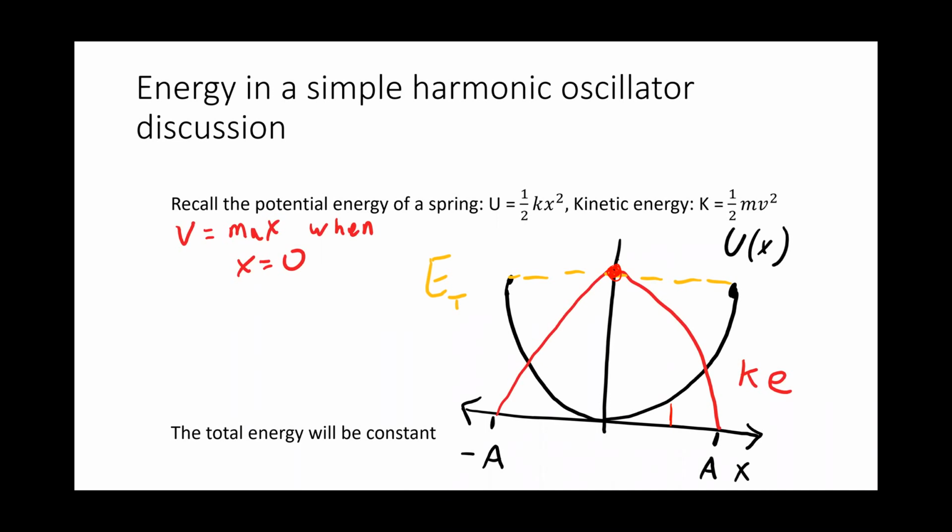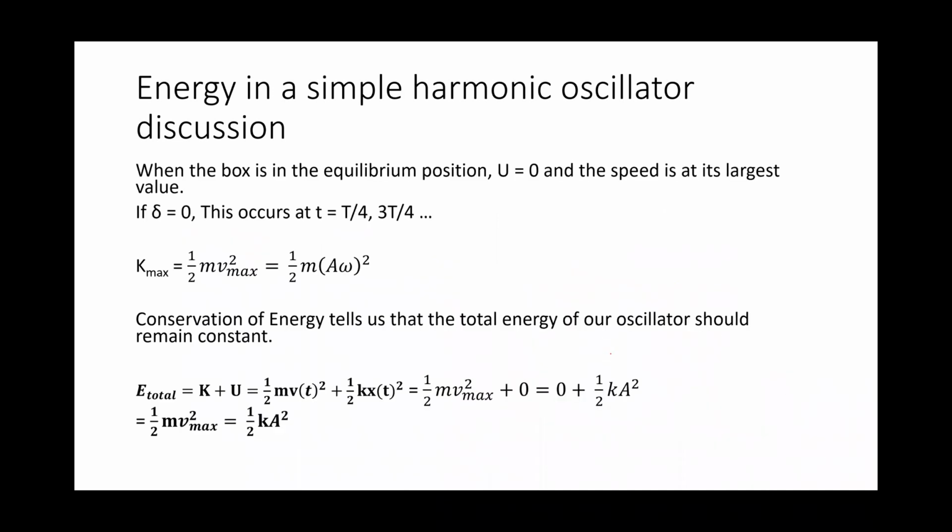So I can come up with some really useful conservation of energy equations. My total energy is given by kinetic plus potential, so that's going to be equal to 1/2 mv squared plus 1/2 kx squared. So I could plug in any velocity that my system could have and use this equation to figure out what the x would be at that velocity if I knew the total energy. So maybe I know the total energy, and then if I know the velocity or the position, I could find the other one.